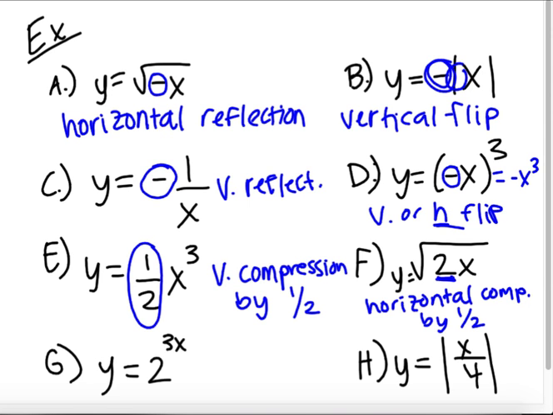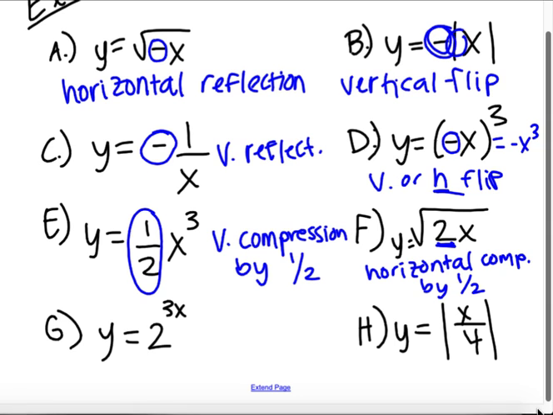And then on this part G, the parent function here, so this 2 is part of the parent function. The parent function is really y equals 2 to the x. So the transformation is the 3. And that's inside with your x, so it's lying, so it's similar to part F. It's a horizontal compression by a factor of 1/3. So you always take the reciprocal when you're doing the horizontal, whether it's a stretch or compression.